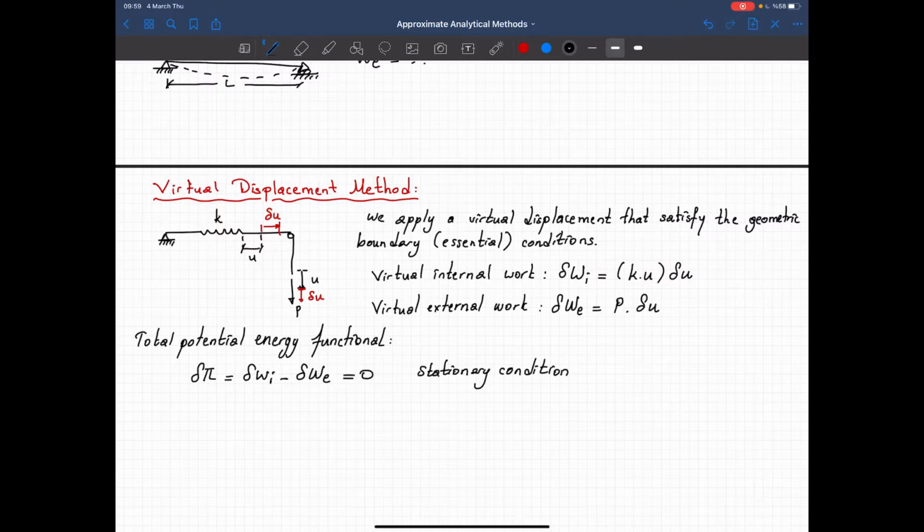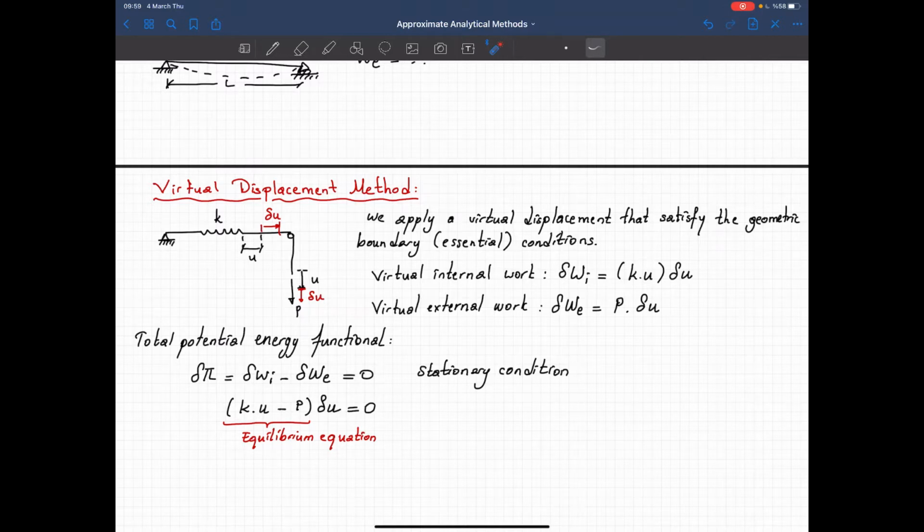And if I put these two equations into that one, I'll obtain again my equilibrium equation. So I have K times U minus P multiplied by the virtual displacement should be equal to 0. And again, if you think about it, that's the equilibrium equation. And since we know that this is not equal to 0, this condition must be satisfied.